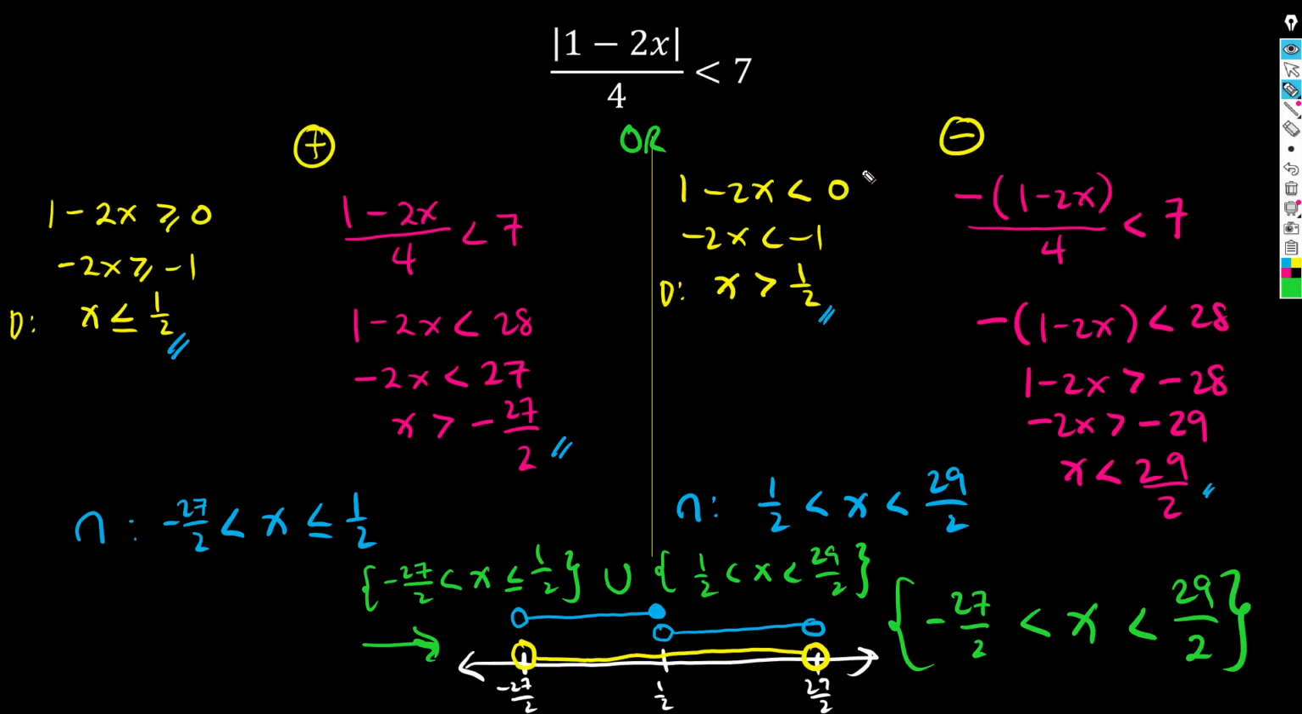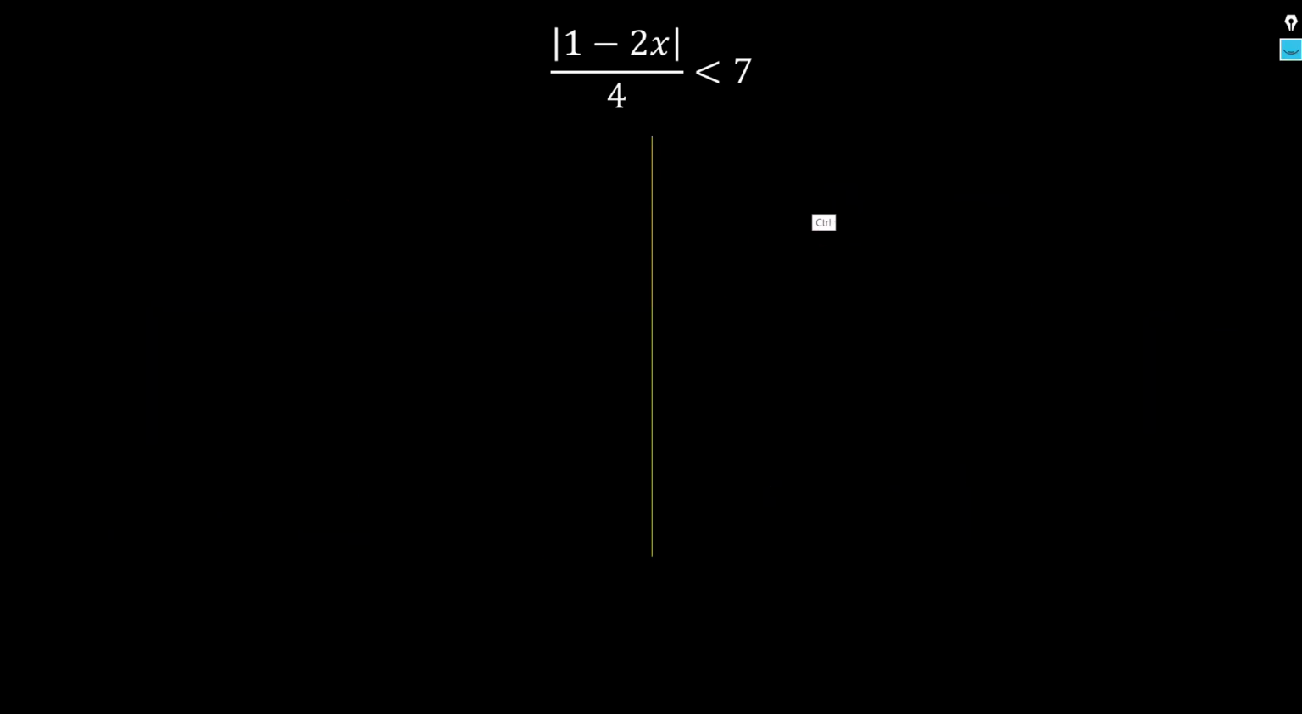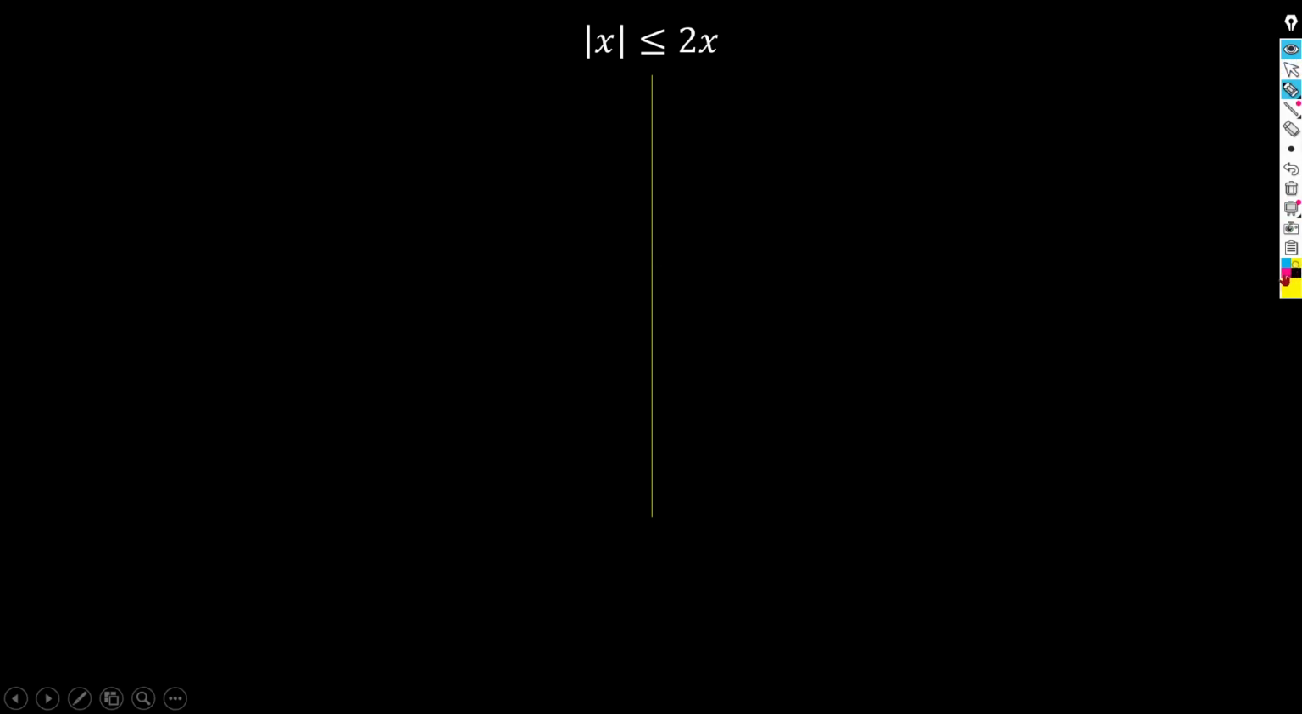Okay? For our second and last example, we have item number 11 on the same page, 229. We have the absolute value of x is less than or equal to 2x. Actually, this is easier than the first one. Again, we start with our definition, the non-negative and negative versions.